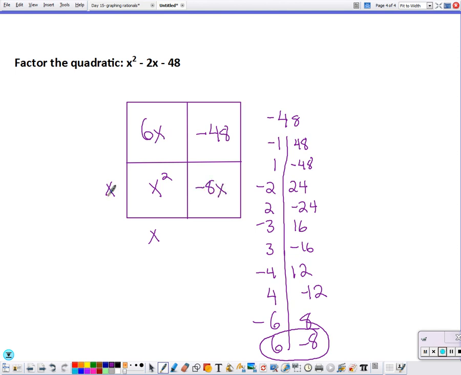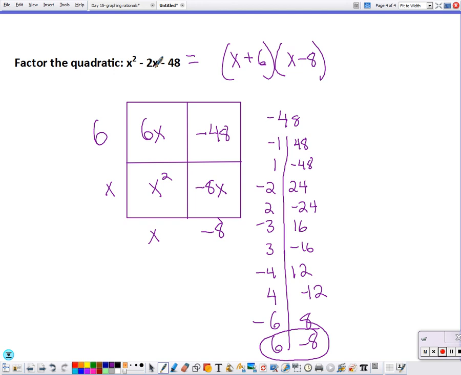Well, x times what gives us minus 8x? x times what gives us 6x? And that is going to give us x plus 6 times x minus 8. Be careful with the signs.